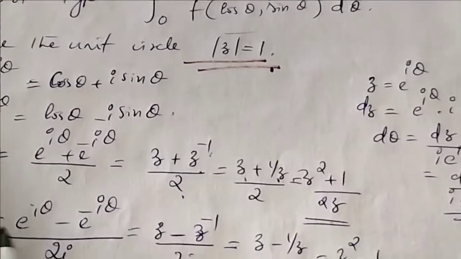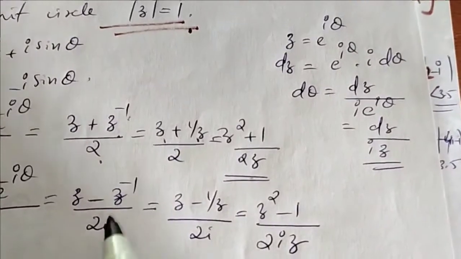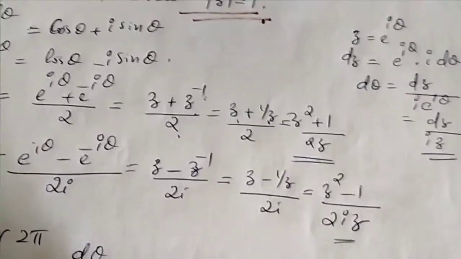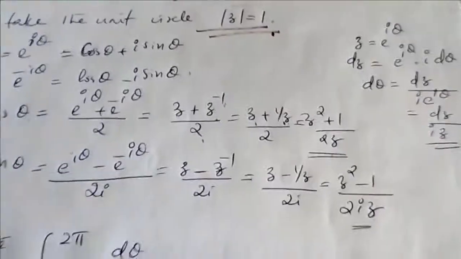z in the denominator will come. Similarly, sin theta is z minus z raised to minus 1 by 2i. It is z square minus 1 by 2iz. So if the question is in cos theta and sin theta, we can convert it into z.